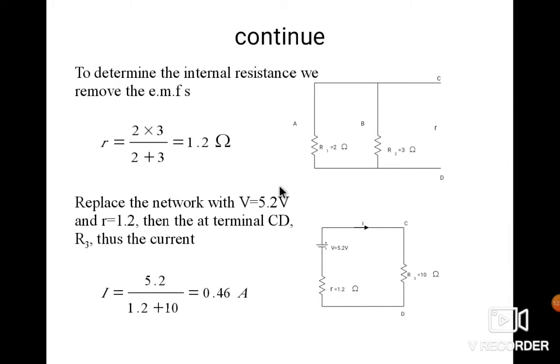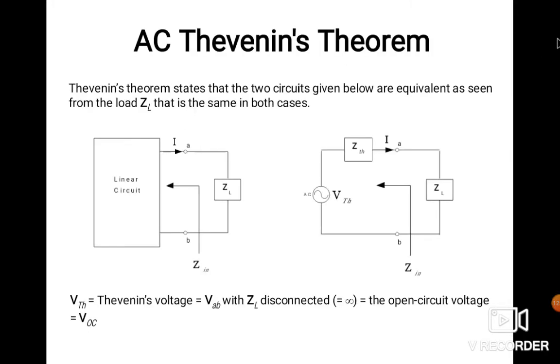So I am going to be in the next slide the AC Thevenin theorem. AC Thevenin theorem is the equivalent circuit: if any linear network circuit is stated, the two circuits given below have equivalency, in the form that the load ZL is the same in both cases. This is the ZTH, this is the ZL.